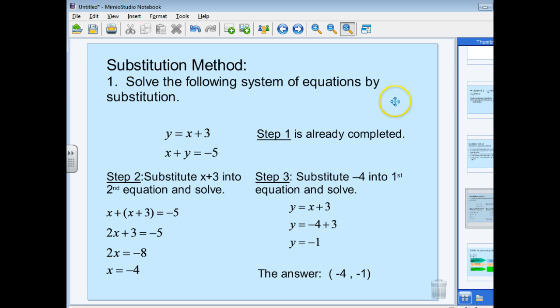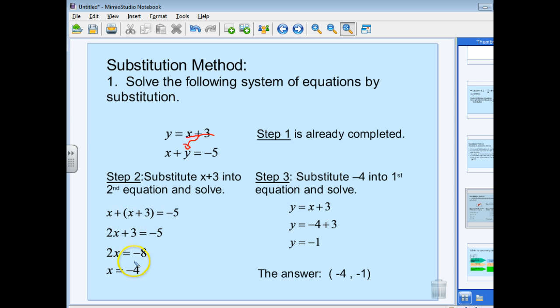Now the next thing we are going to do is, they let us know that y is equal to x plus 3. We are going to take this x plus 3 for y, and plug it in here on the second equation. That's why it's called substitution. Instead of writing y, I'm going to put the actual value of y into the second equation. So it's going to be x plus x plus 3 equal negative 5.